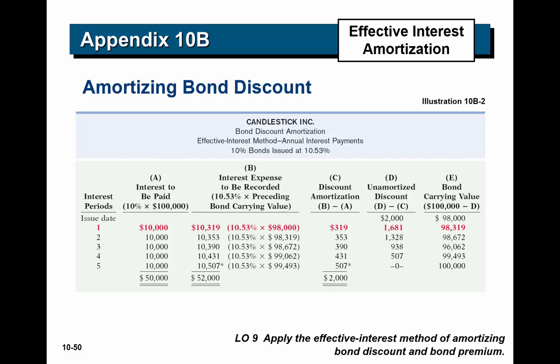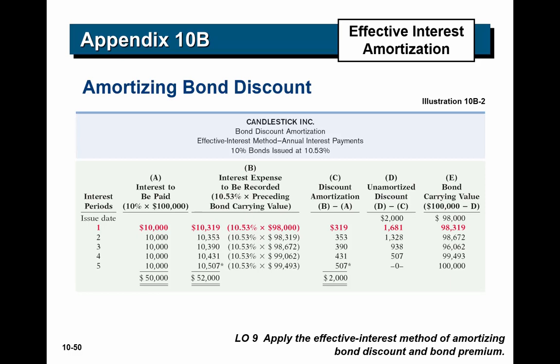And so it's $319, that's column C. And then the unamortized discount is the unamortized discount from the month before minus any amount that was amortized. And then the carrying value is still the face value minus the discount. So in the end, we end up with the same thing, that we've amortized the whole discount, and that the carrying value of the bond is equal to the face value. It just does it in a different way.